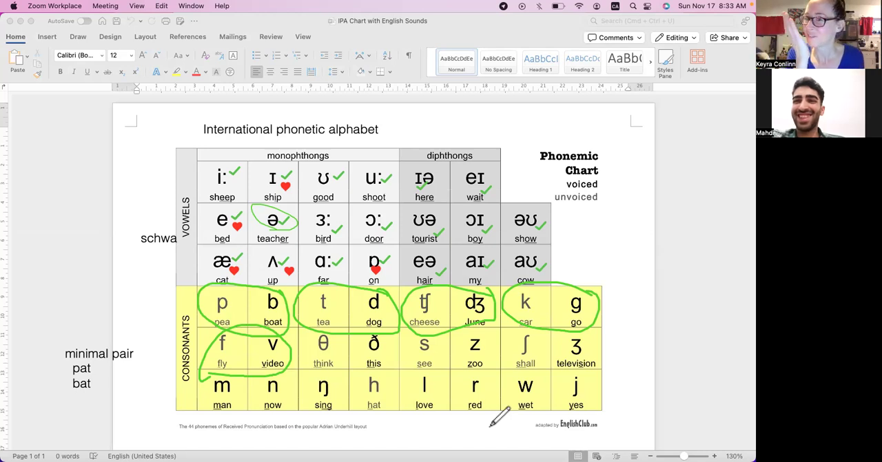So the F, you should have lots of air. Fly, fly. The V, there isn't the air. There's a lot of vibration. Your teeth are touching your lower lip. It doesn't release.